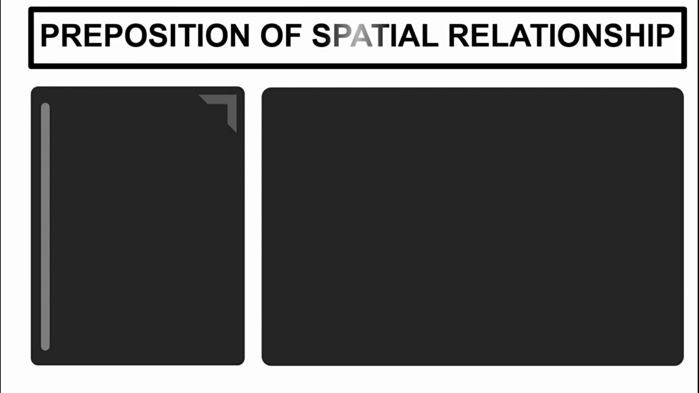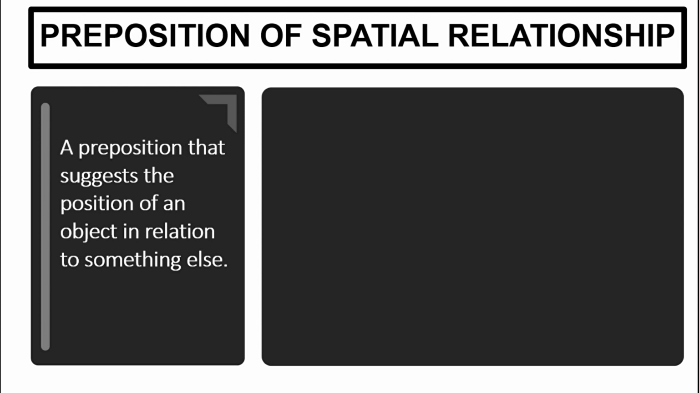Next is preposition of spatial relationship. So the spatial relationship here means whenever you try to relate two things, or you can say an object, with one another, you term it as spatial relationship. Or whenever you try to show something about an object, a preposition that suggests the position of an object in relation to something else is a spatial preposition.